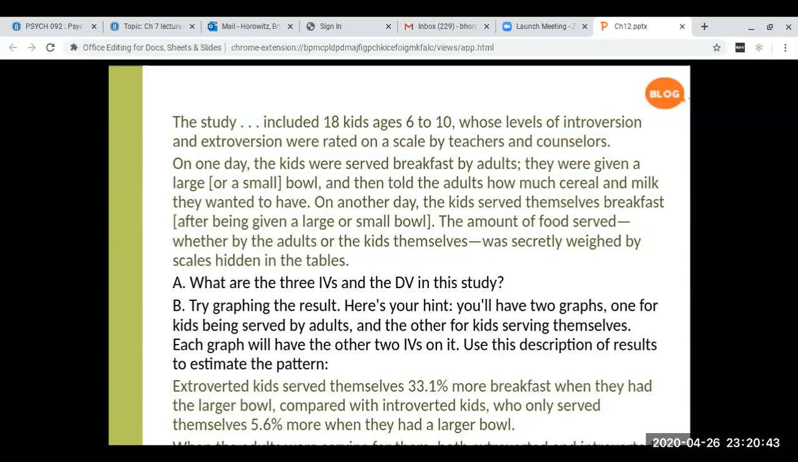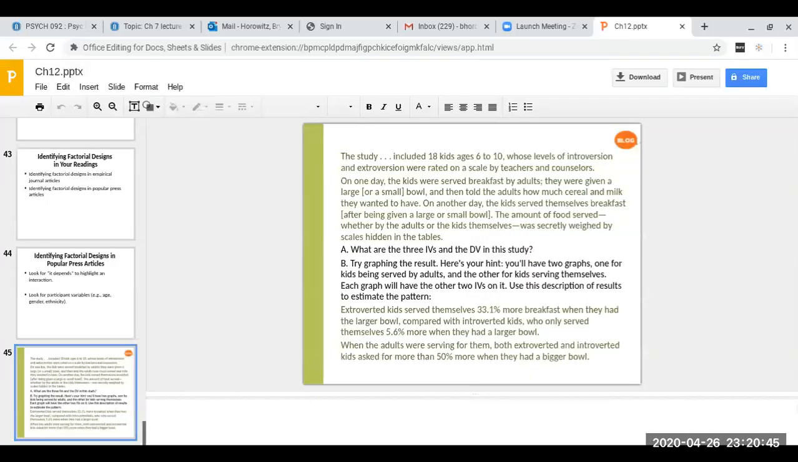That is the rest of chapter 12. Later this week, or later today, I will be posting a homework assignment for this chapter, and you'll have, I think, till the end of the week to do it, so look for that.